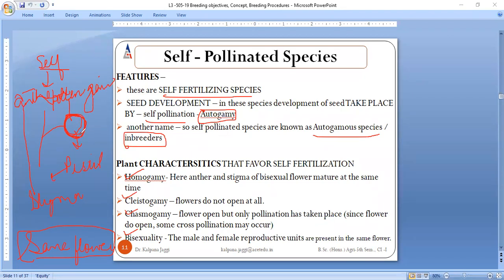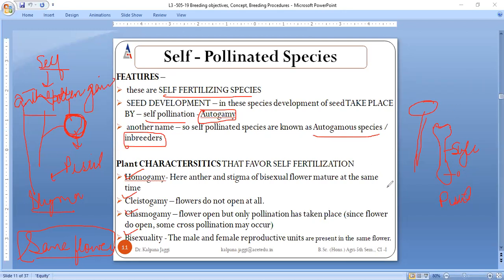So homogamy is the condition where, because this is a flower and we know flower is having four main components, out of which male and female are the two components, right? When these anthers and these stigma are maturing at the same time. This used to be the filament and this used to be the anther. If we talk for the female part, this used to be the stigma. This used to be the style. And this used to be the ovule. So this is pistil overall.